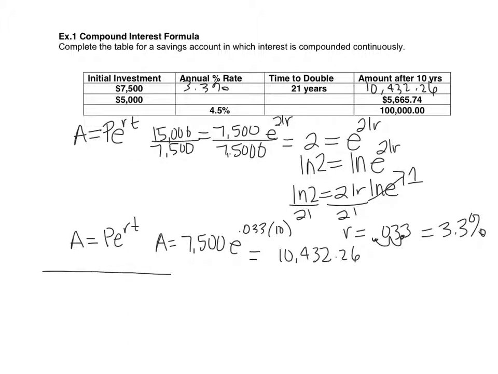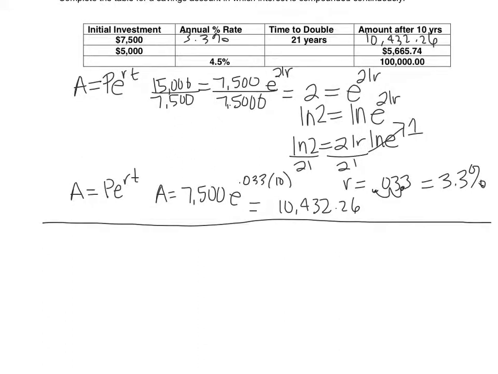So I have completed the first line. Now I'm going to go ahead and work on the second row. So now they're changing the initial investment from $7,500 to $5,000. We don't know the rate. We don't know how long it took for it to double. But we do know that after 10 years, we have $5,665.74.